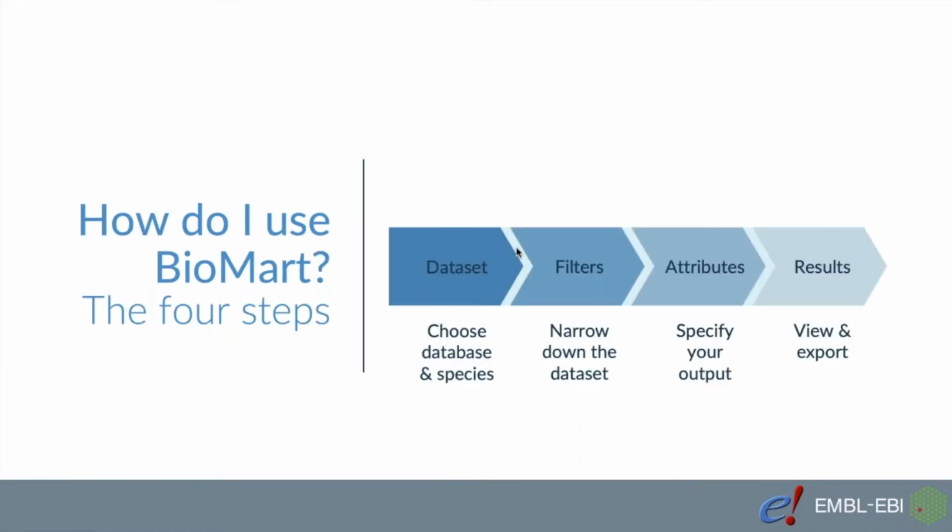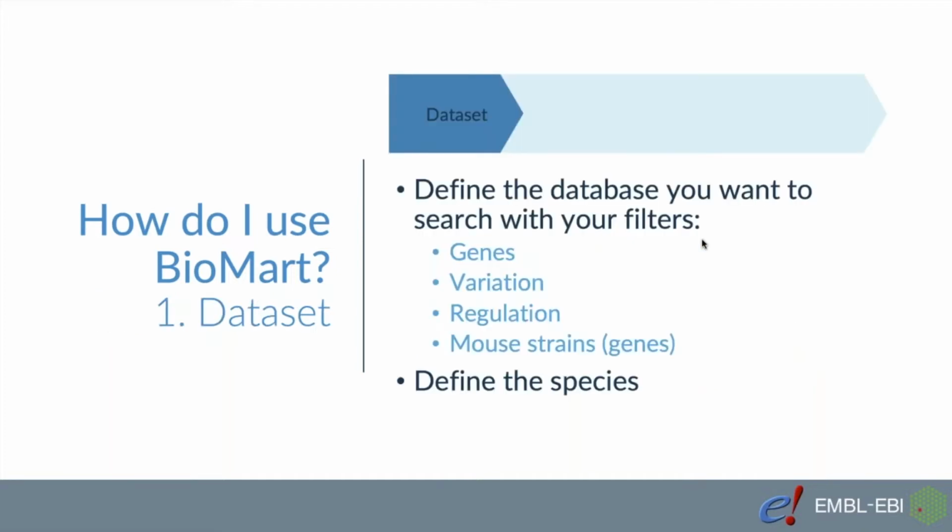Let's talk about using BioMart now. To use BioMart, you have to follow 4 easy steps. And here we have the overview. You first have to choose the dataset and database you want to search. You then have to provide your filters, so your input that you want to search with. You then have to specify your attributes, or in other words, your output, things you want to print in your tables. And finally, you just have to view and export your results. And let's talk about those steps in more detail now.